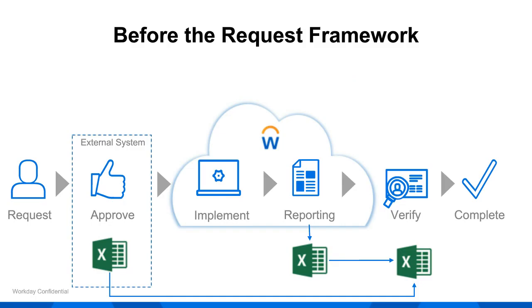So before the request framework, our request and approval was in an external system. All the approvals would occur in the external system, and then once it was approved, we would implement the change within Workday. To reconcile the change and verify, the data had to be extracted from the external system and extracted from Workday, and then we merged it using Excel reports and VLOOKUPs into a consolidated spreadsheet. So that also required some manual effort.